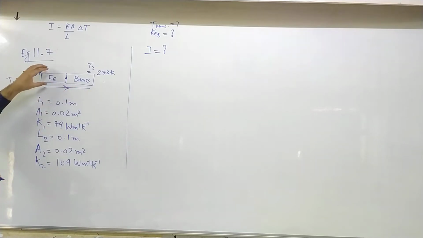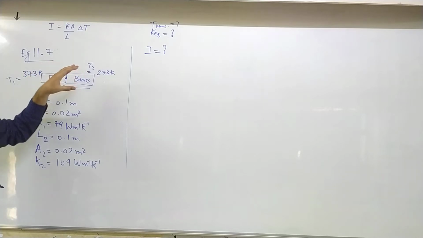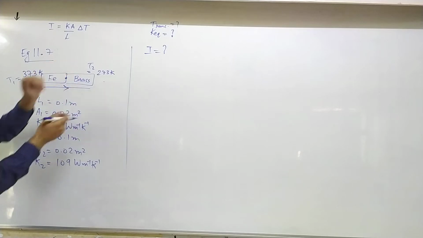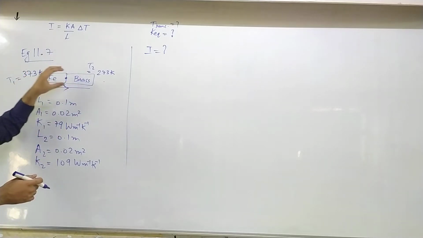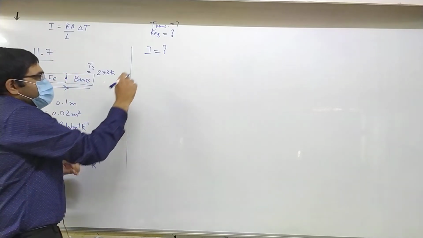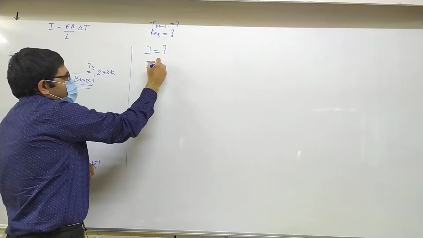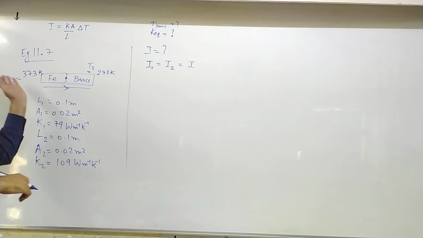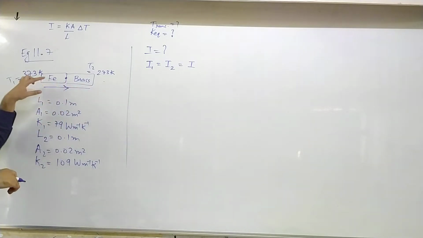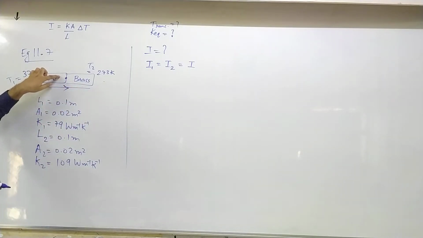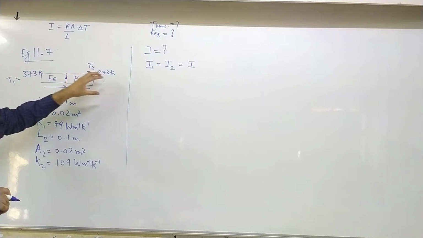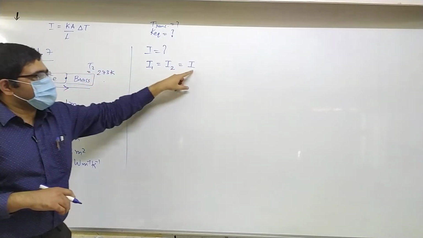So you can clearly see that these two bars, the iron bar and the brass bar, are in series, right? You can see there are no branches. That means these two are in series. Because they are in series, the heat current flowing through them is the same, and that's going to be the heat current throughout. So for example, if the heat current in iron is, let's say, 2 watt, then it will be 2 watt in brass as well. That is, throughout the whole thing, the heat current is the same.